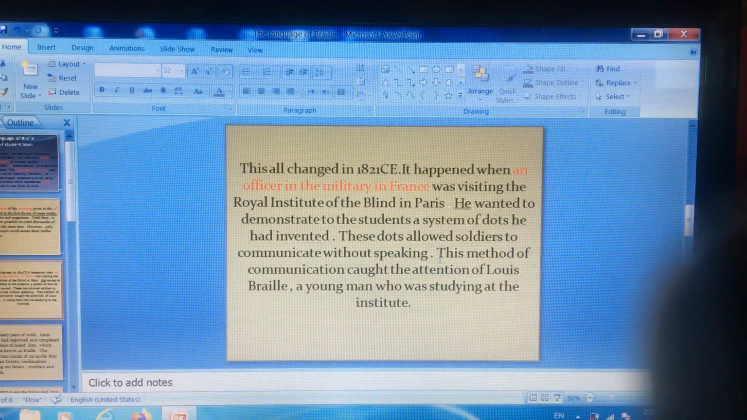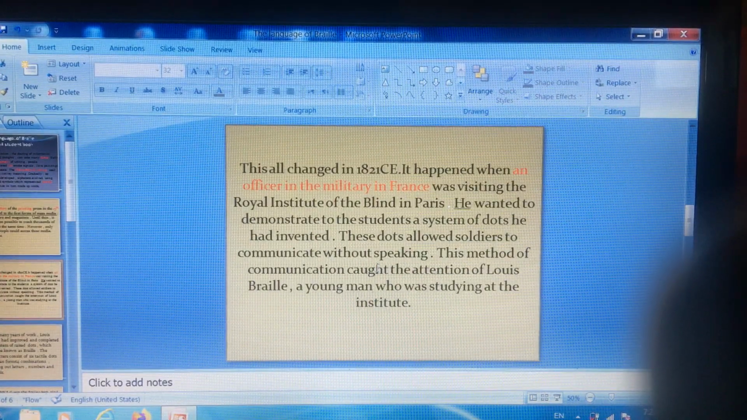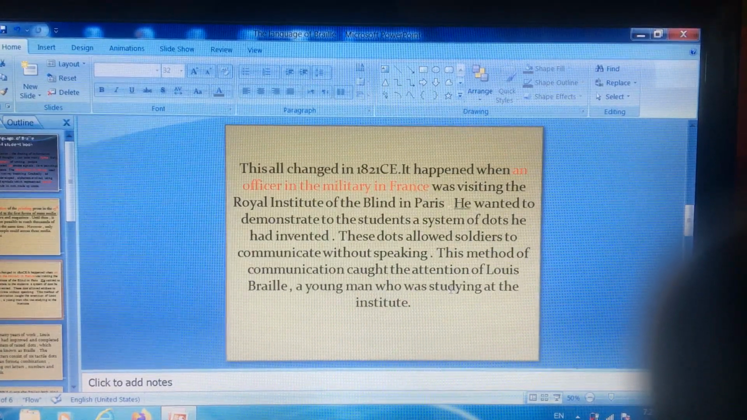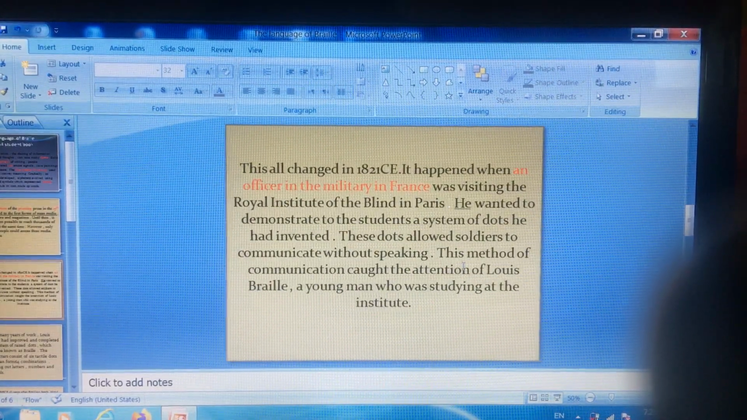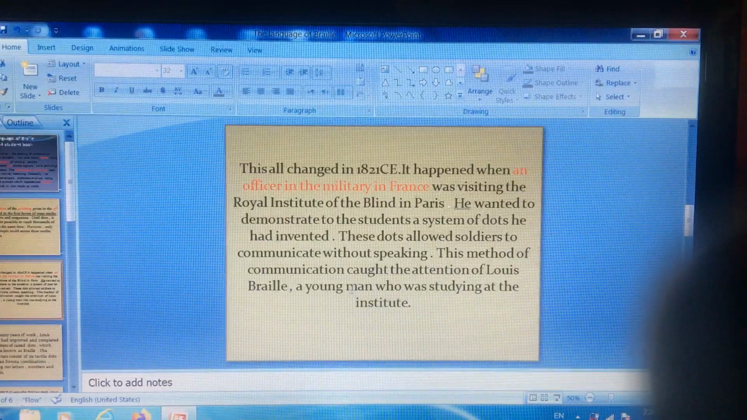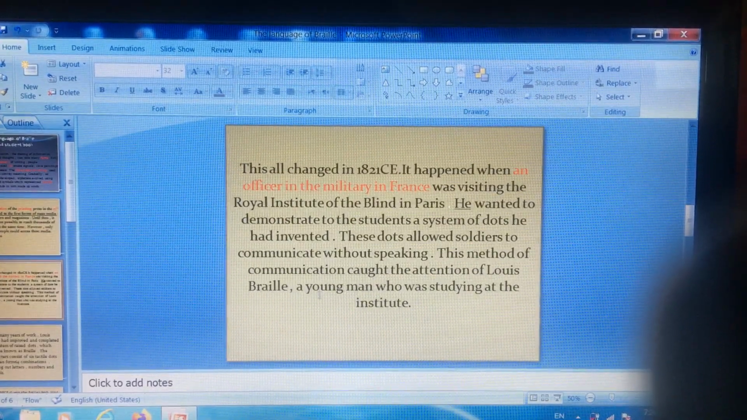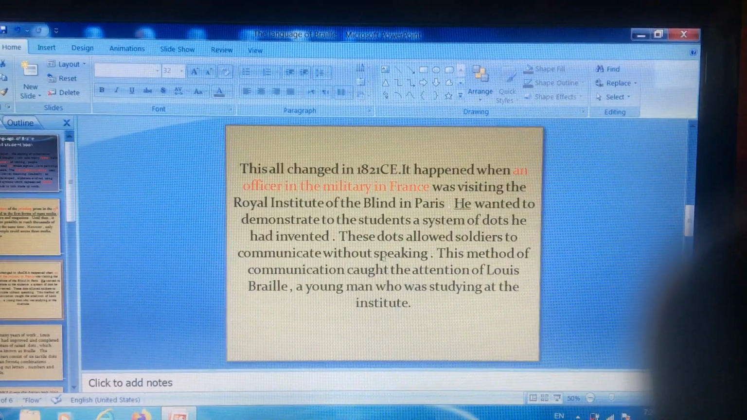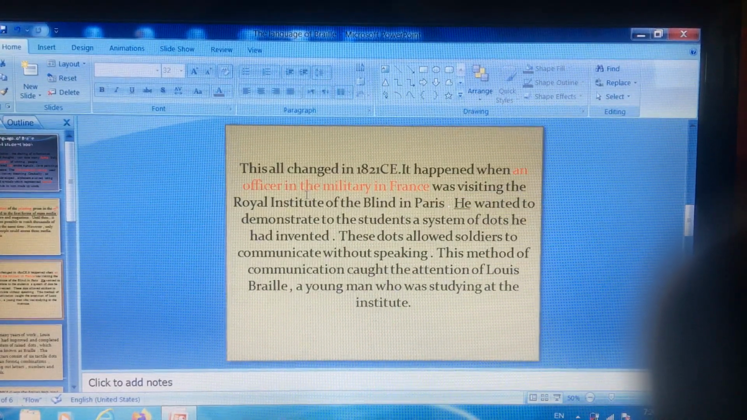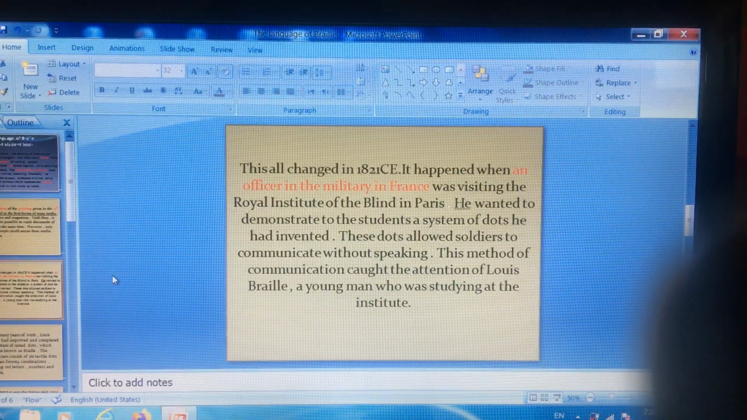This method of communication caught the attention of Louis Braille. إذن caught the attention, جلبت انتباه مين؟ Louis Braille. Who is Louis Braille? A young man who was studying at the institute في نفس المعهد اللي اجى زاره الأوفيسر. Okay, next.